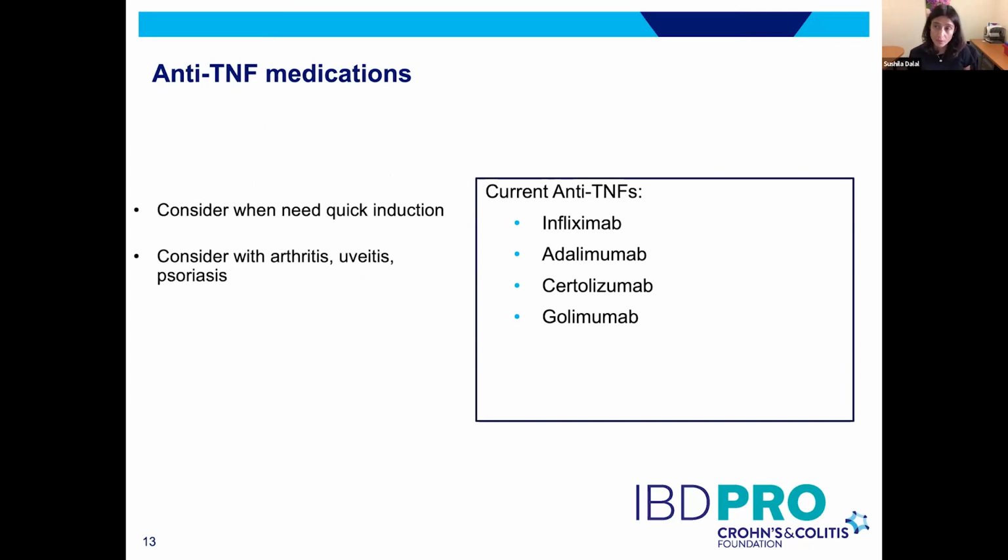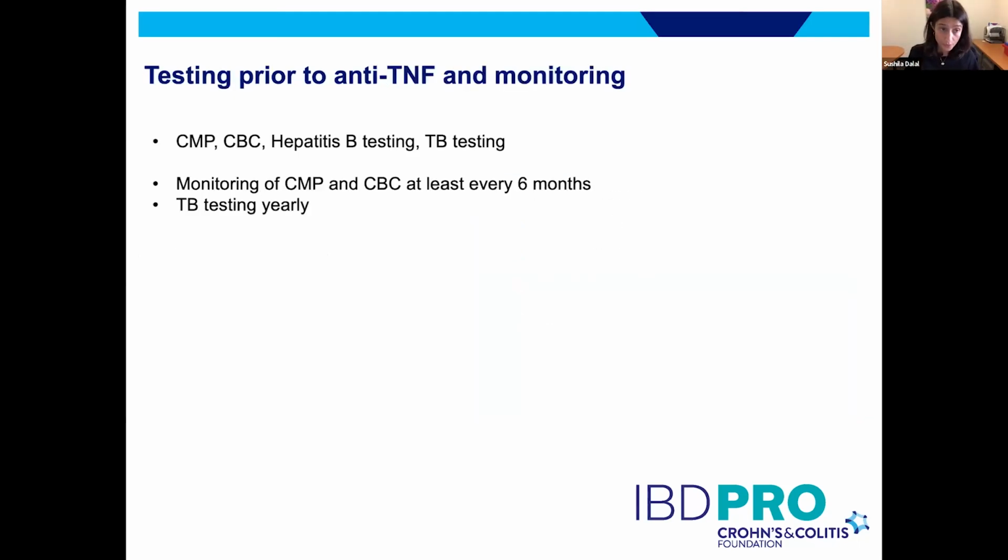Consider these medications when we're thinking about those extraintestinal manifestations. So when we're thinking about patients with arthritis, uveitis, psoriasis, these medications can be effective for all of those conditions. So that can be a nice way to treat both. We need to monitor liver tests and blood counts before starting therapy. These patients need hepatitis B and TB testing because if they had dormant forms of either infection, they could become reactivated. In our practice, we check labs every 6 months for monitoring, and they have TB testing yearly.